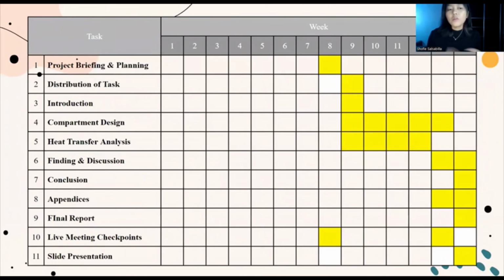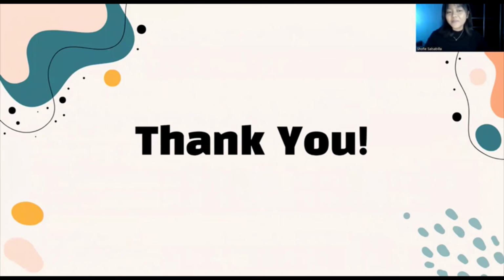So moving on to the whole timeline, the project briefing and planning, distribution of tasks, and also the introduction was completed within the first week of the project given. But compartment design and heat transfer analysis were done over the longest period of time within this project. And the remaining findings, discussion, conclusion, appendices, final report, and slide presentation were done towards the end of the whole project. As for the live meeting checkpoints, they were done at the beginning and also the end of the project. So that concludes the whole presentation for today.